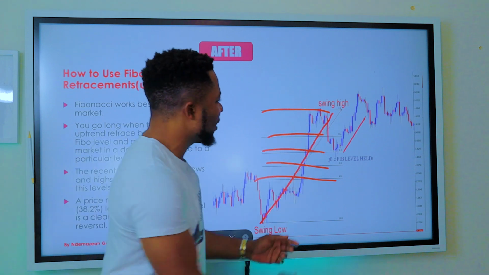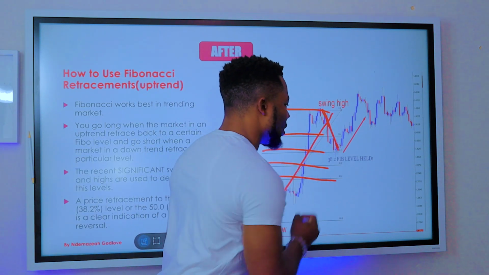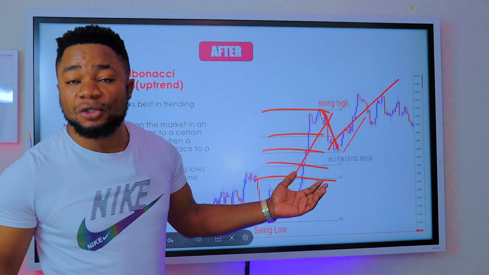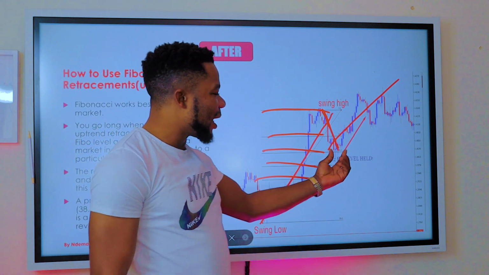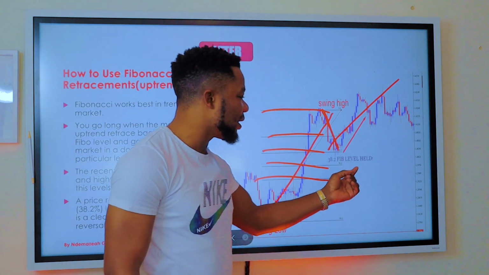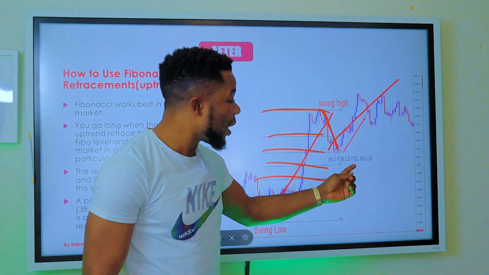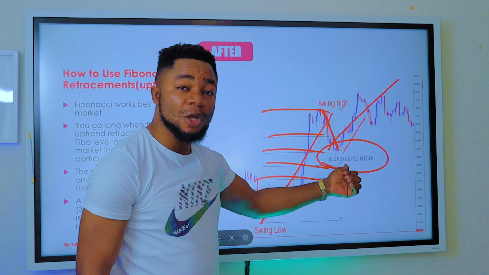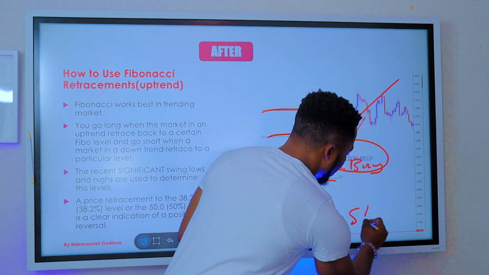Immediately after that, the market retraced back to the 38.2% level. And what happened after that? It continued going up. You can see here I wrote 38.2 Fibonacci percent level. As soon as the market got somewhere here, you would have bought. You put your stop loss here.